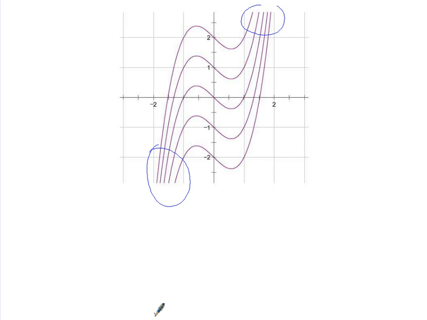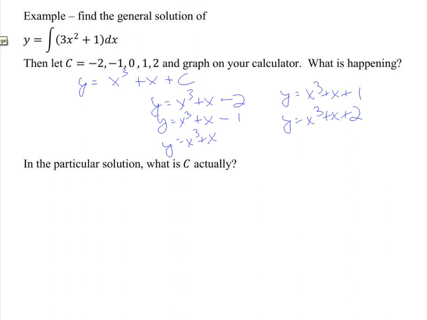This is called a family of graphs. The function itself gives me this guy right here with no c value. But once I include a c value, c is 1, c is 2, c is -1, c is -2, then I start getting these translated graphs. What is c? Yeah, it's just the y-intercept. We plugged in 2, 1, 0, -1, and -2 for c. If I back it up, c was those numbers. So in the particular solution, what is c? It's the y-intercept.